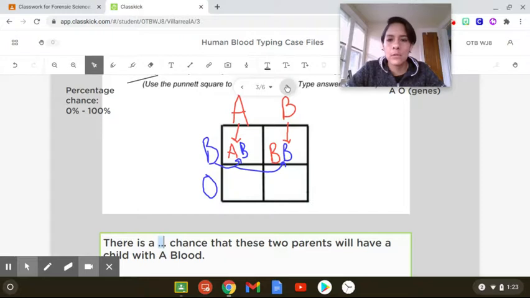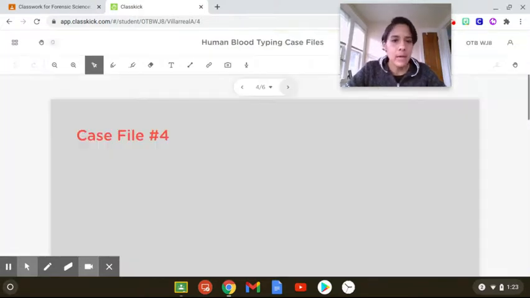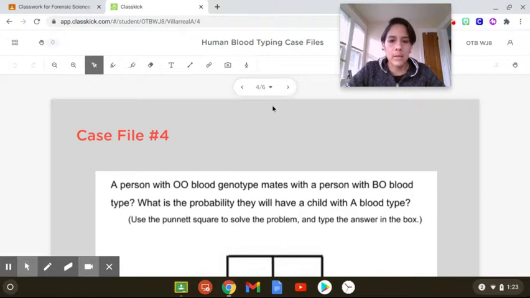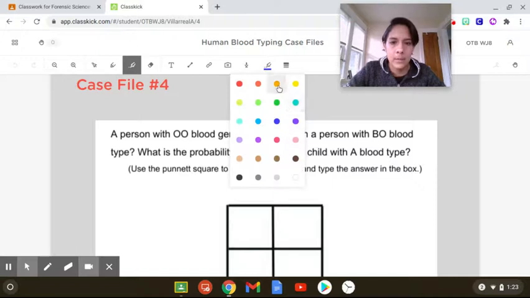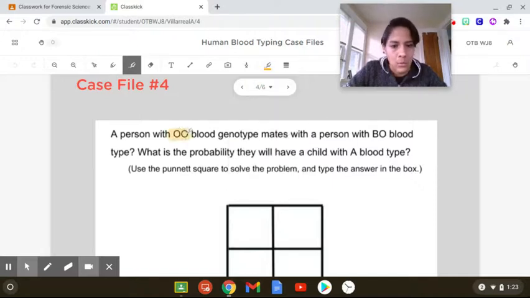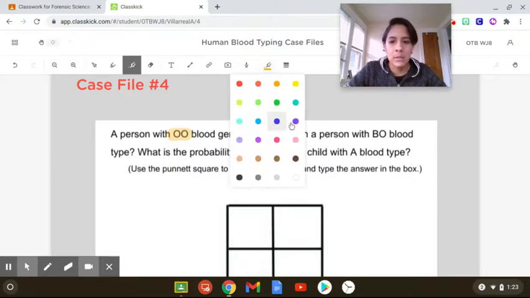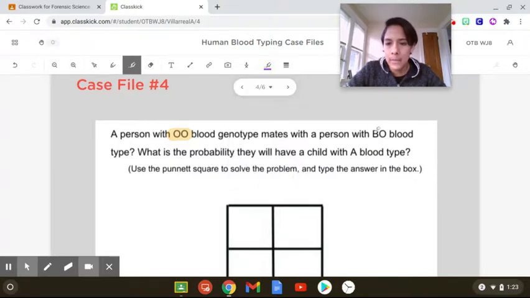Okay, moving on to problem 4. It's another Punnett square problem. I will highlight and set it up, and then I will let you do it. So it says a parent with OO blood type, so we have here OO, 2 O genes, mates with a person who has BO blood type. And then again, we're looking for the probability that they will have a child with A blood type.